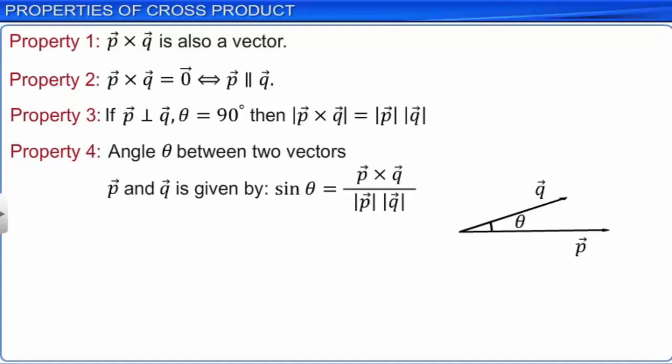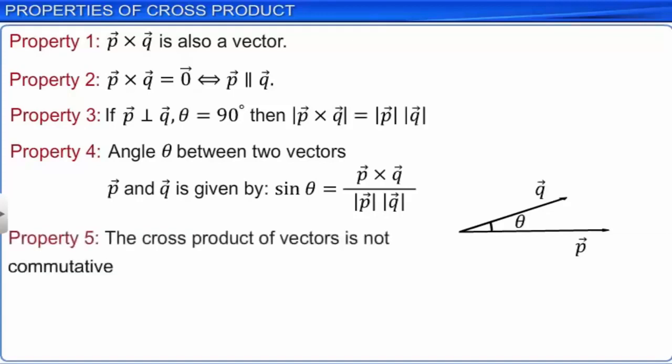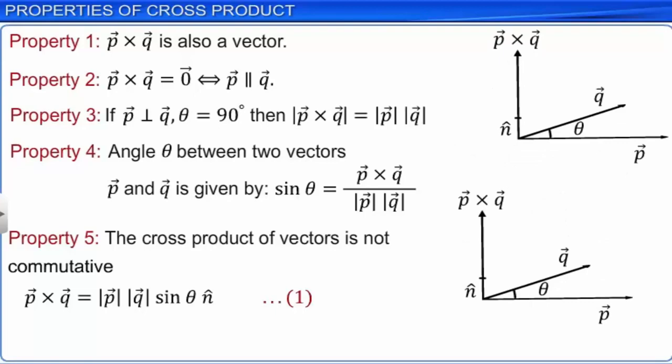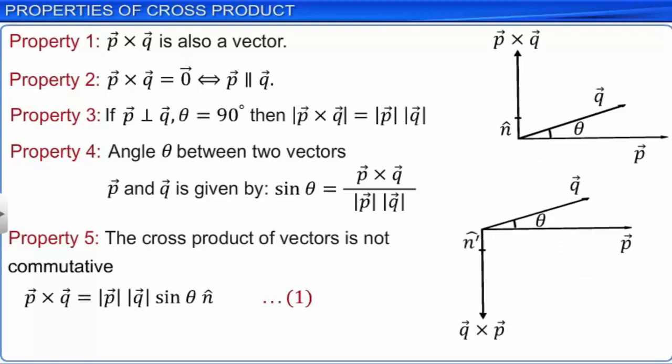You already know that the cross product of vectors p and q, when p rotates towards q by angle theta, is given by the formula shown in equation 1. The vector representing the cross product of vectors p and q is in the direction of unit vector n. Observe what happens when vector q rotates towards vector p by angle theta. In this case, the vector representing the cross product of vectors q and p points in the direction of unit vector n dash.